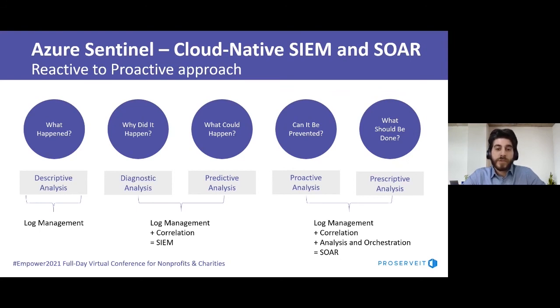And finally, the prescriptive analysis, which answers the question, what should be done? This is the set of recommended actions as a result of a diagnosis or a prediction. So with all those in place, this can help us understand how Azure Sentinel can answer all of the questions by having a proactive approach to security in the organization.